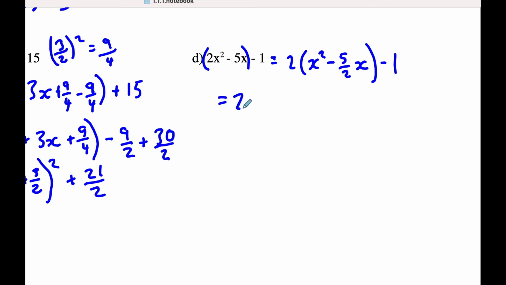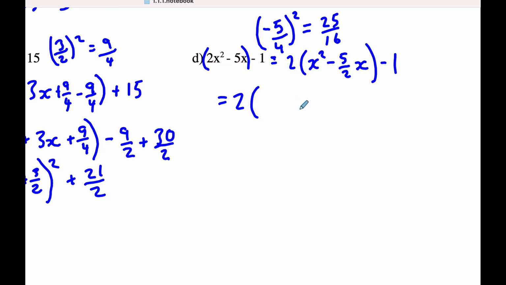this is going to be 2 times, and inside the bracket, we're going to divide this negative 5 over 2 by 2. So negative 5 over 2 divided by 2, or we can multiply by a half, is negative 5 over 4. And then we square that value. And that's going to be 25 over 16.